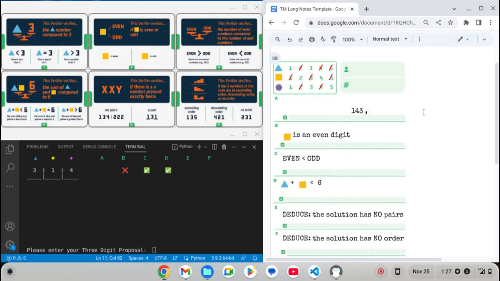What about if triangle were 3? That would be 3, 2, 5. And then 3, 4, 1. Those seem to be the only 3 possibilities.